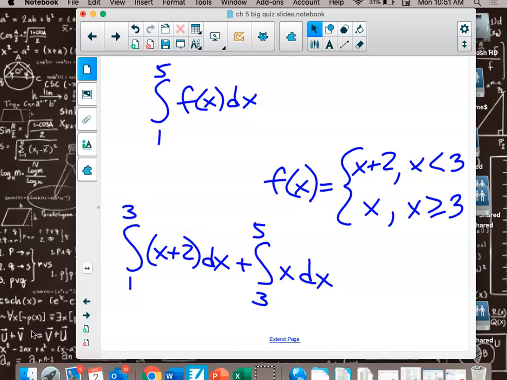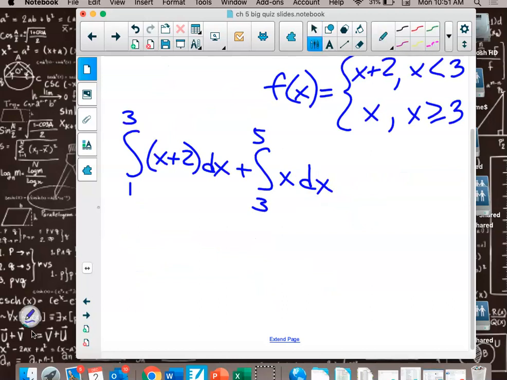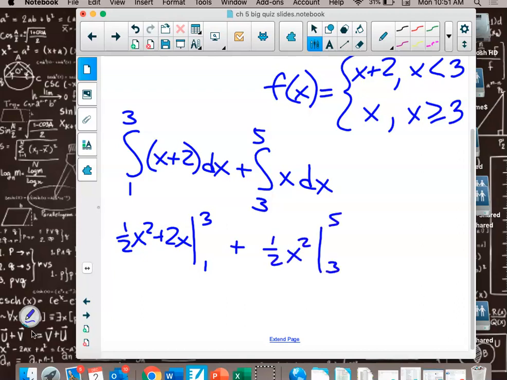Oh, what is FTC Part 2? FTC Part 2 is how you evaluate a definite integral, right? FTC Part 2 says you find the antiderivative, and then you plug in the top limit minus plug in the bottom limit. That's FTC Part 2. So FTC Part 2 is saying that a definite integral is equal to the antiderivative evaluated at the top limit minus the bottom limit.